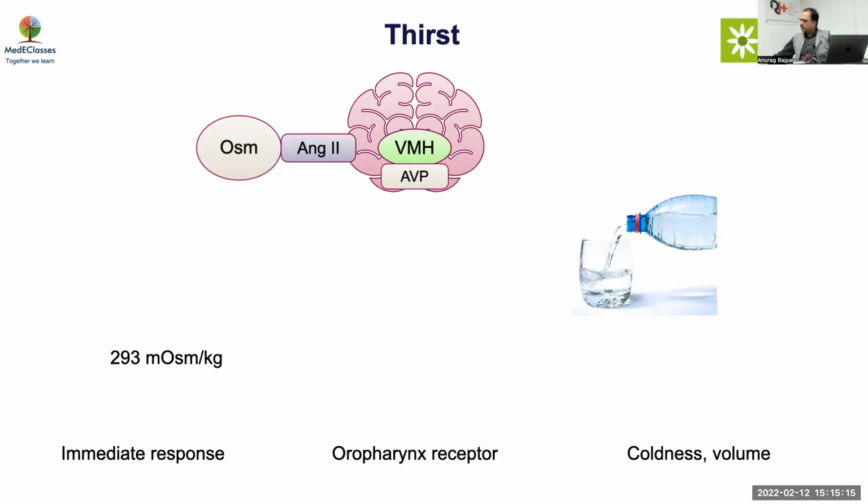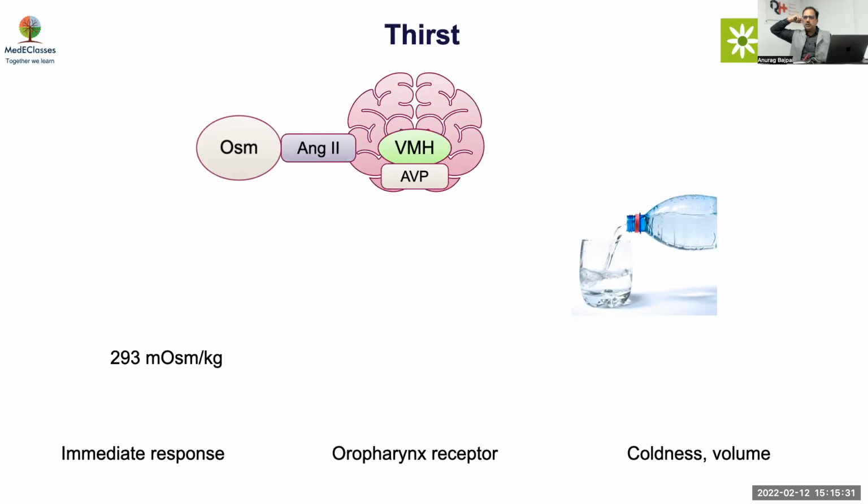Now, one factor which is there is that the threshold for thirst is 293. Now, Dr. Pratik, what do you think? How is this compared to the threshold for AVP? The threshold for AVP should be lower than this or higher than this?